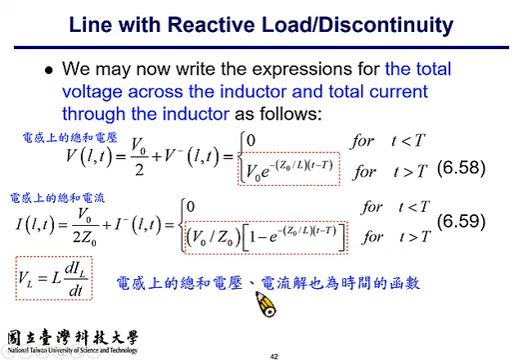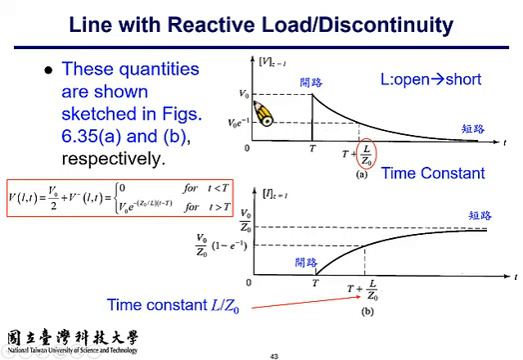So here is the time domain response of the voltage signal across the inductor. You can see that at the time instant capital T, when the V plus signal comes in, the V minus signal is the same as the V plus signal. So the total voltage across the inductor is V sub 0, and eventually it will die out as a short circuit.